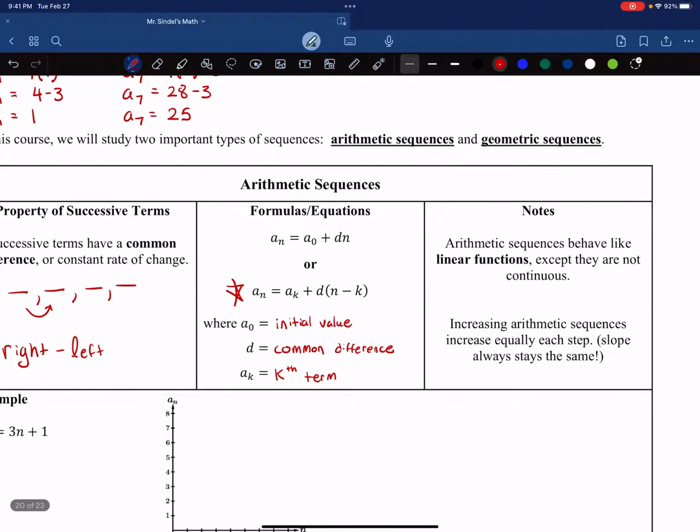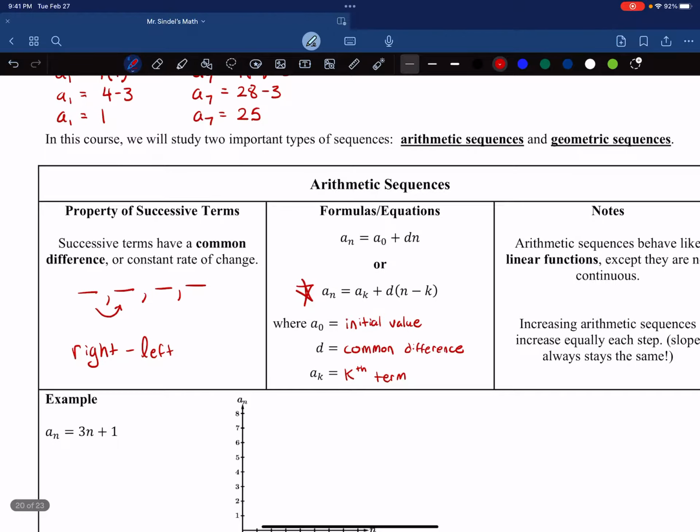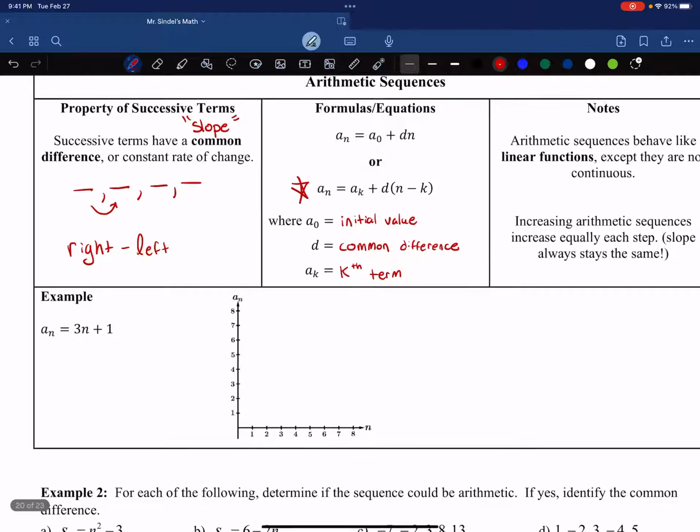So, interesting notes. Arithmetic sequences behave like linear functions. They behave like lines. Increasing arithmetic sequences increase equally with each step. It's like the slope that always stays the same. So I kind of think of the common difference as the word slope here. It's not really the slope, but it's the way that I understand slope. Same thing for lines.